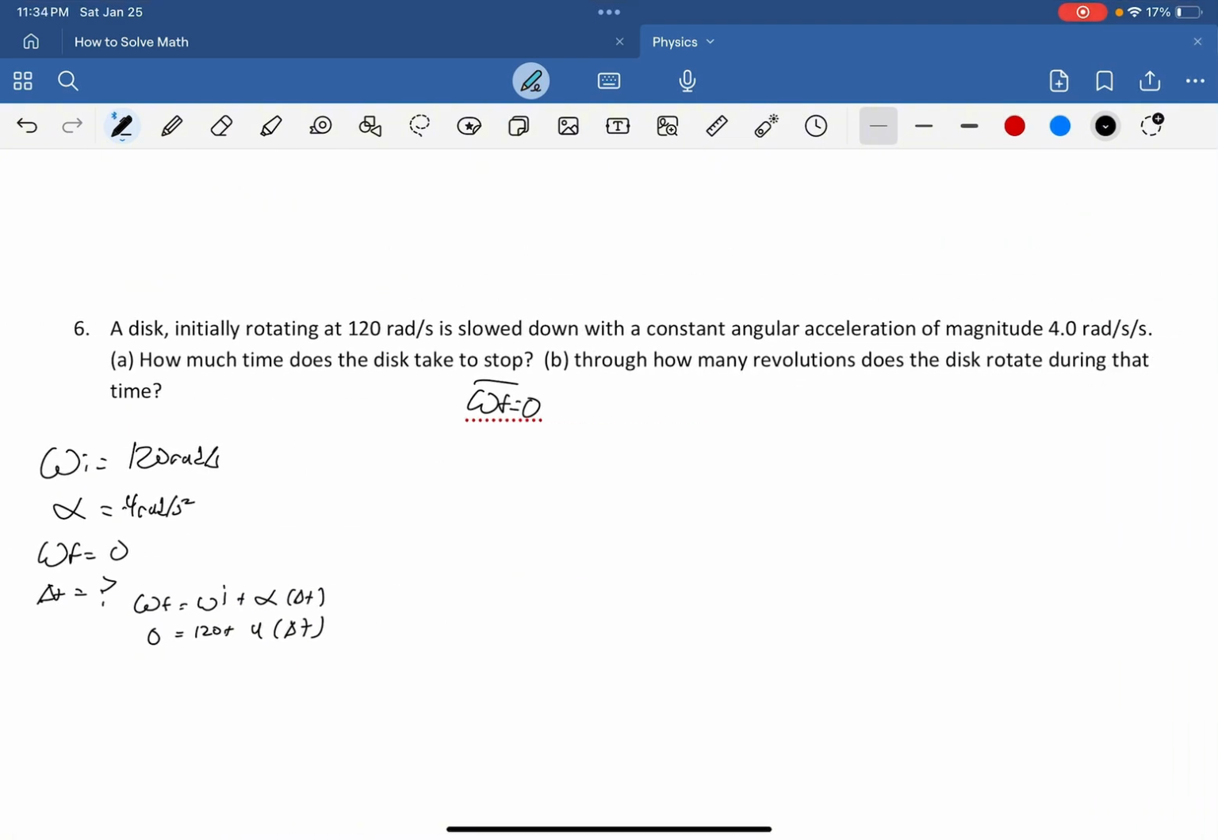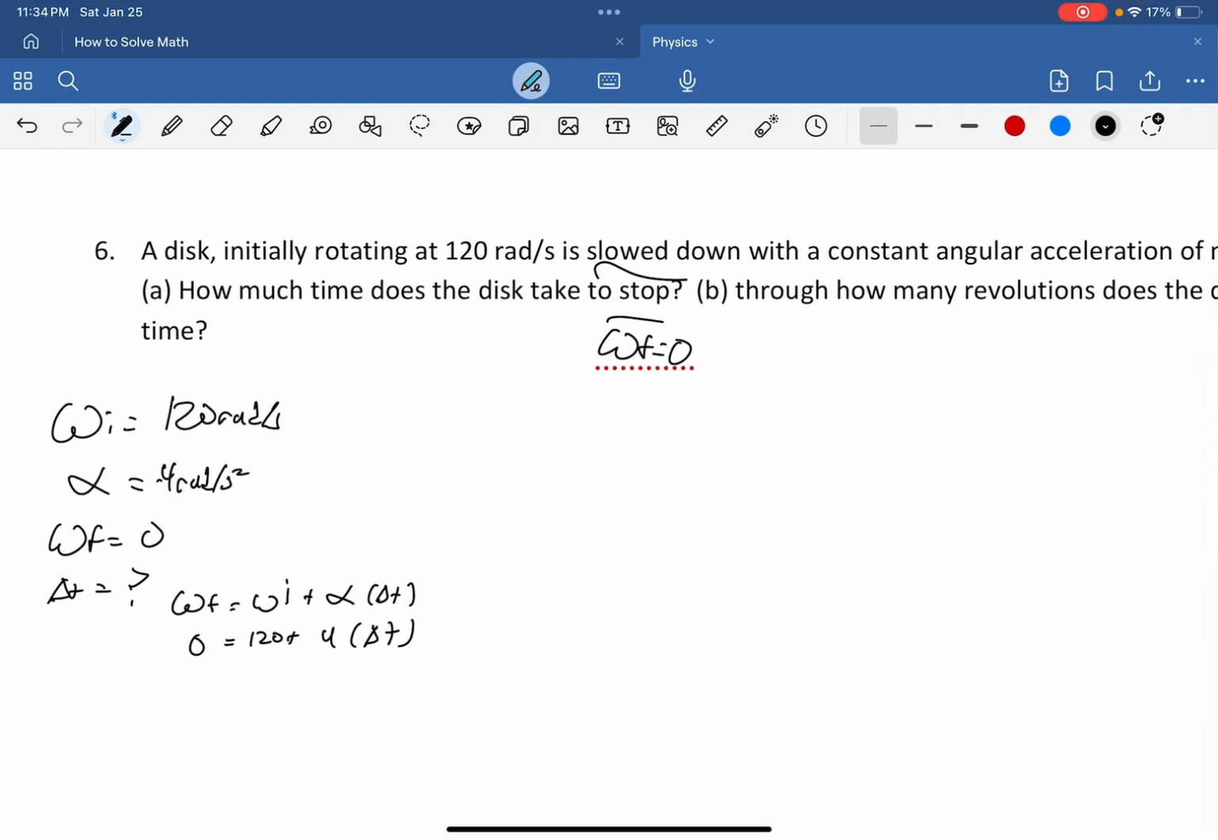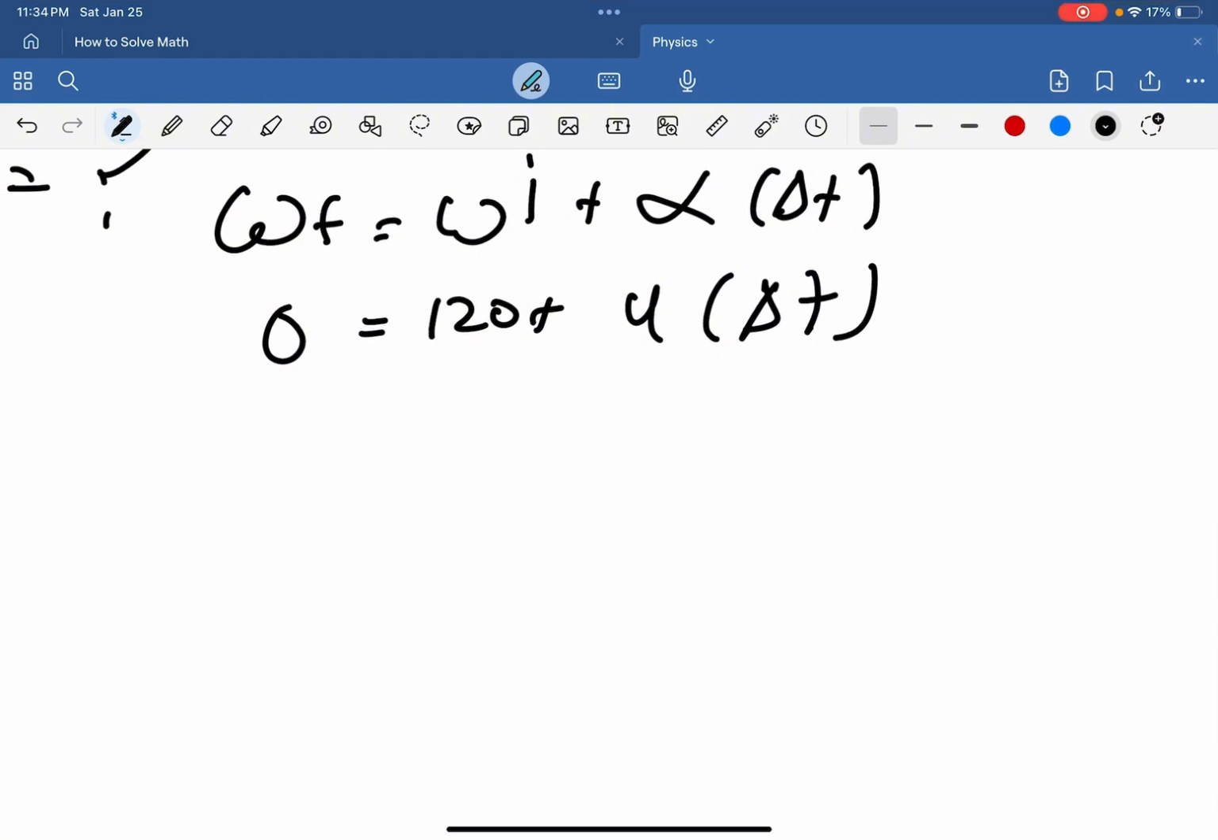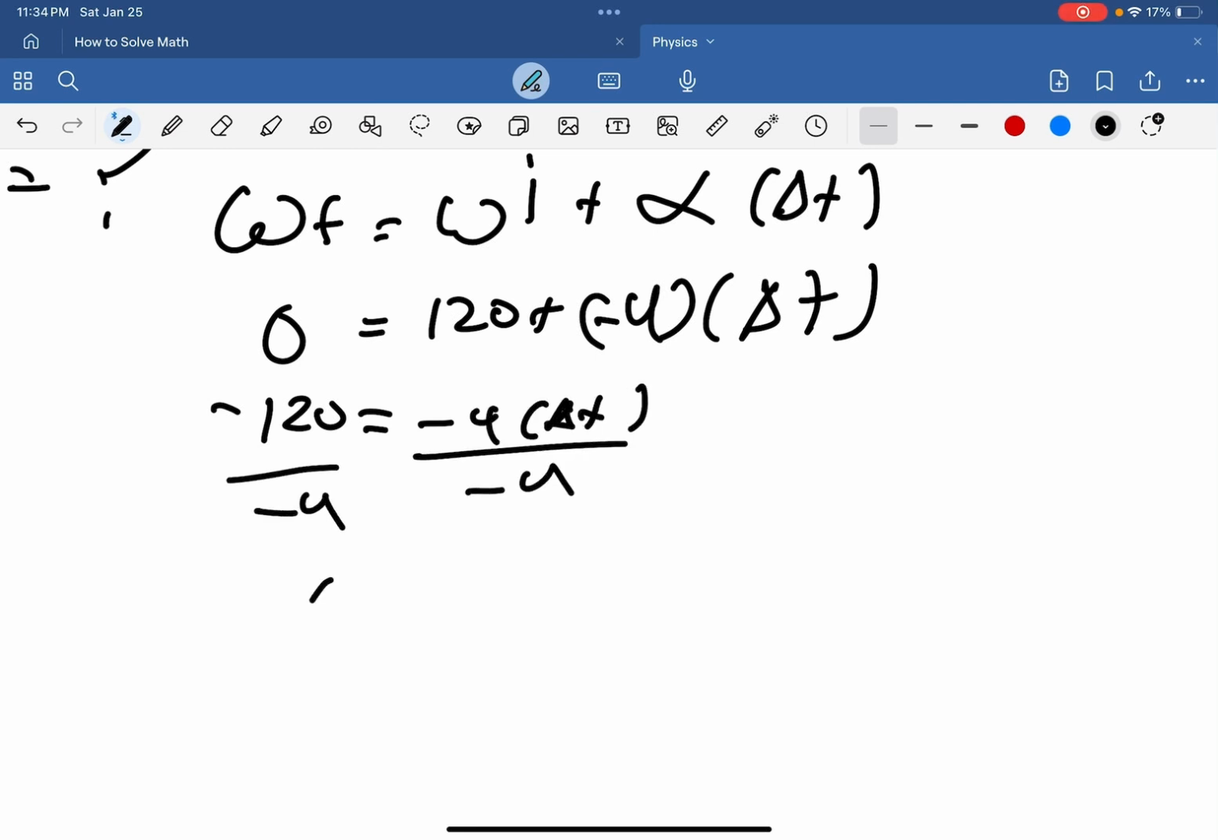Because where did we say? Slowing down, and this is a positive value. So in order to slow down, our acceleration has to be negative. So, plus negative. So this is going to be 0 equals 120 plus negative 4 times change in time. Negative 120 is equal to negative 4 times change in time. Divide by negative 4, divide by negative 4, change in time is equal to 30 seconds. There you go.